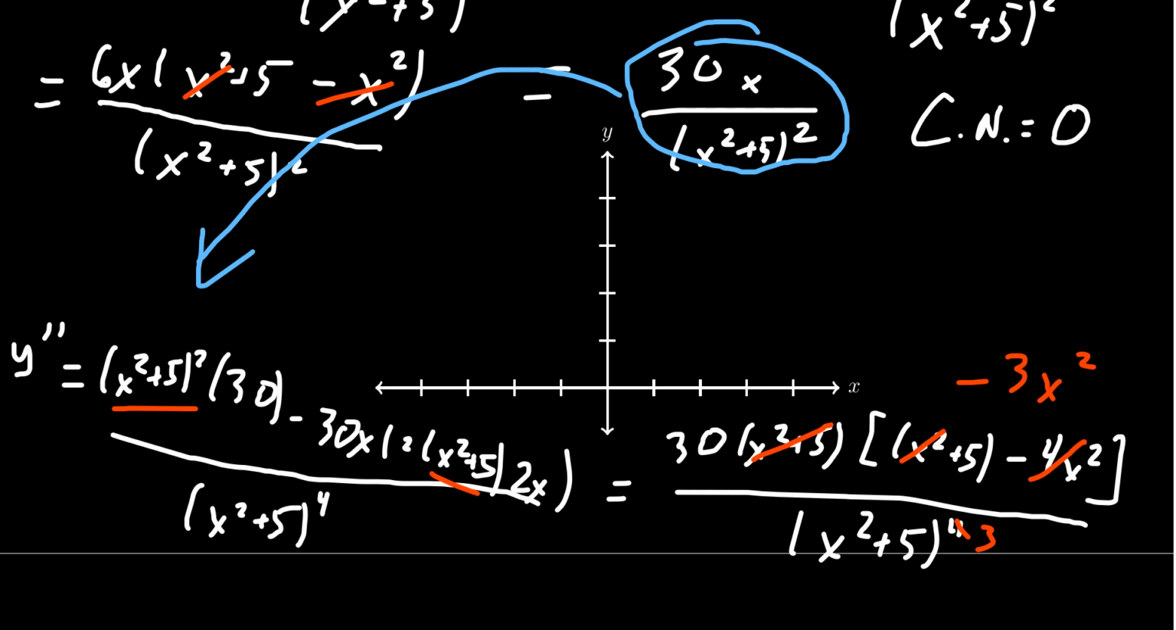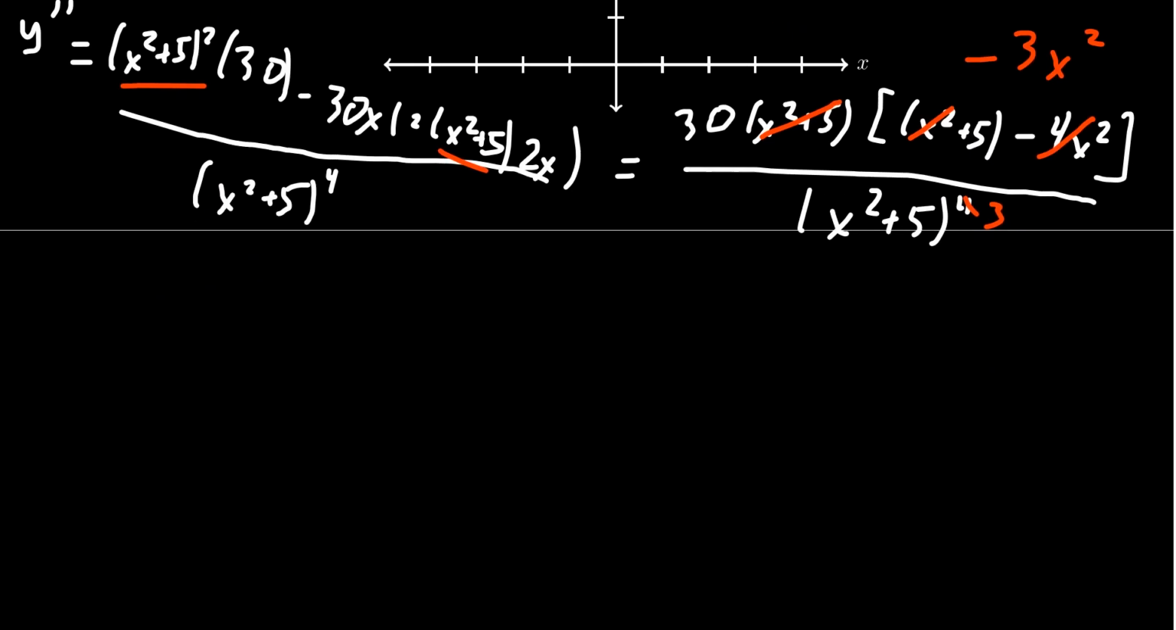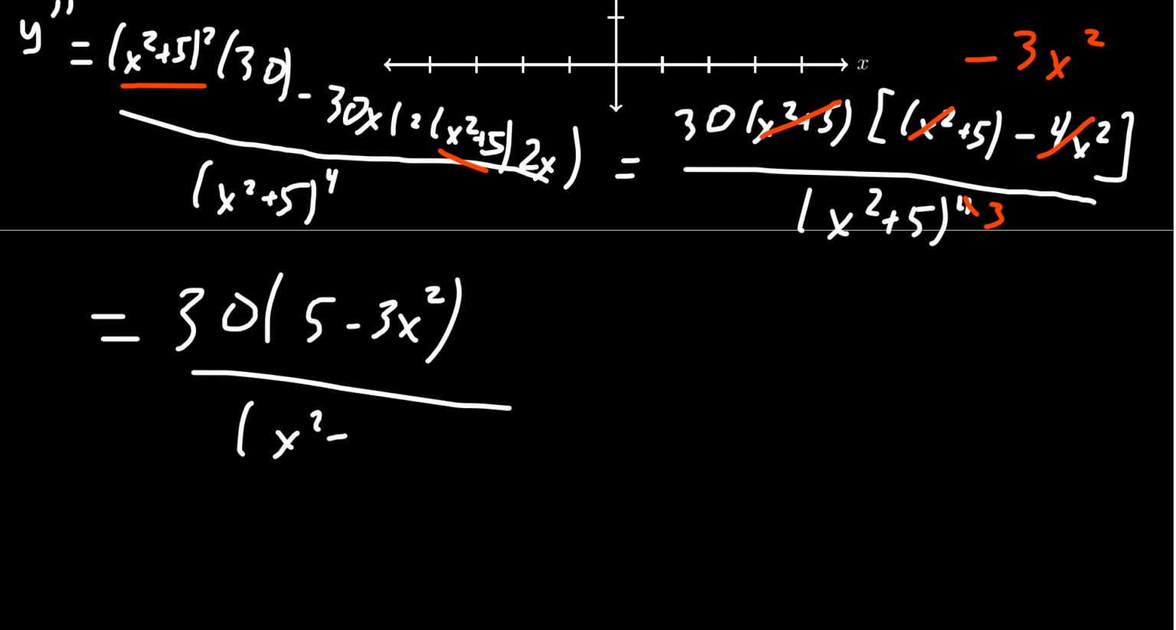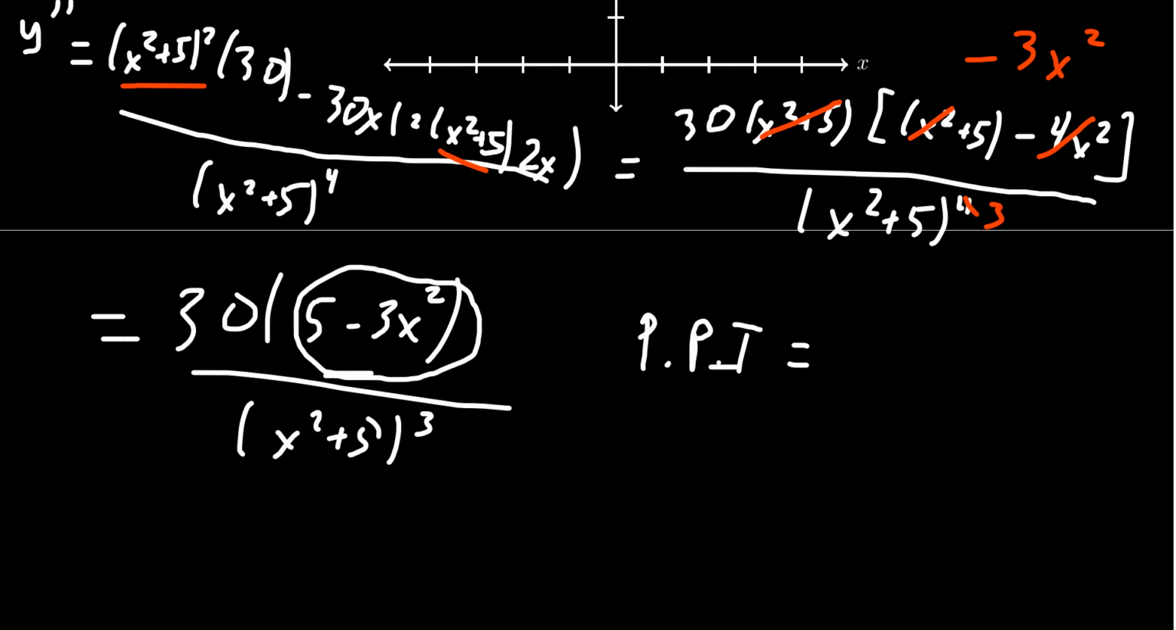Let's find a little bit more space here. For which case we're going to get 30 times 5 minus 3x squared all over x squared plus 5 cubed. And so our potential points of inflection this time around will look like we have to set this guy equal to 0. And if you do that, you're going to end up with plus or minus the square root of 5/3. Like so.